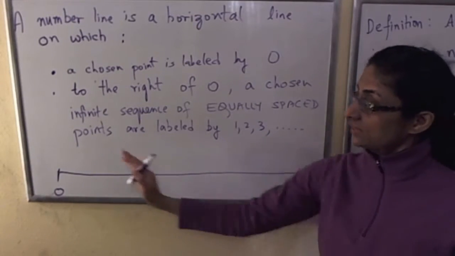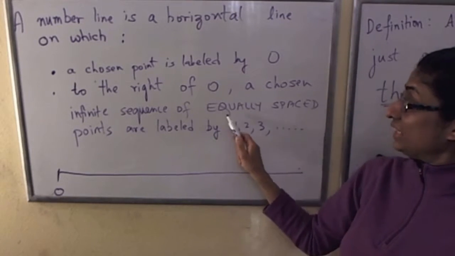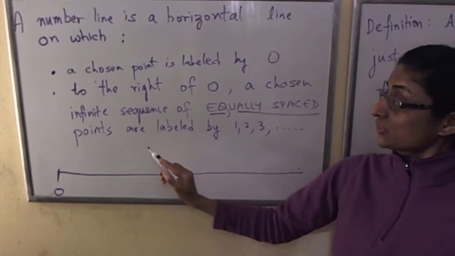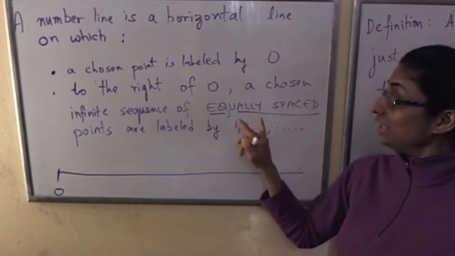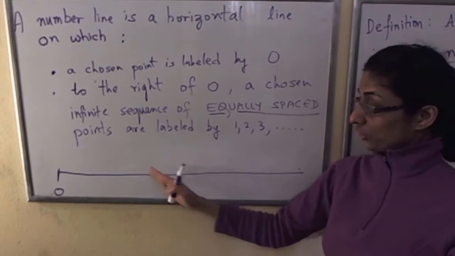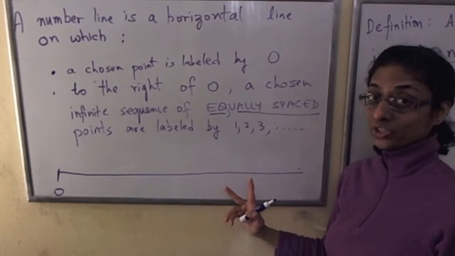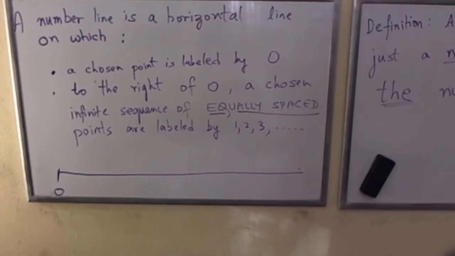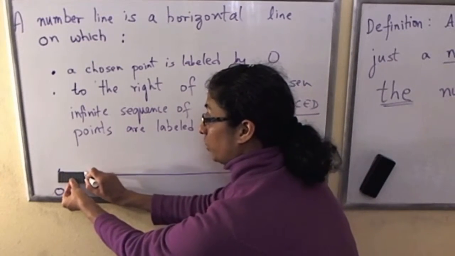And next it says to the right of 0, a chosen infinite sequence of equally spaced points are labeled by these numbers. So I must now go ahead and choose an infinite sequence of equally spaced points. Equally spaced means whatever points I mark off on this line to the right of 0, the distance between any two consecutive points must be the same. I can either eyeball and do it, or for now I will use something very simple like this, and I'm going to mark off my points.